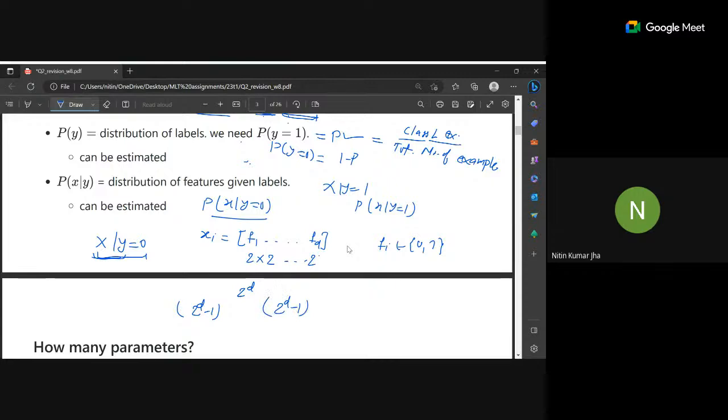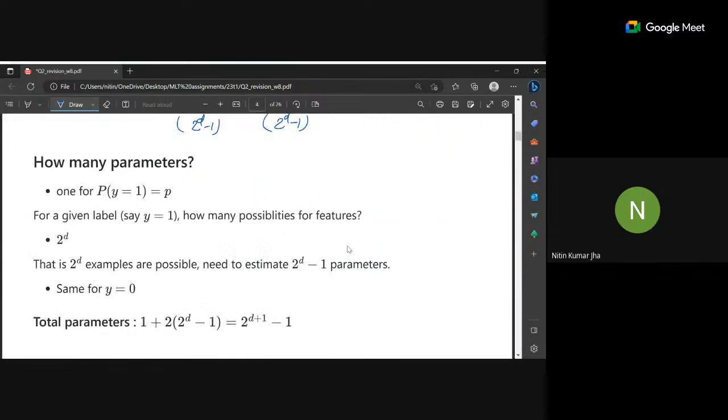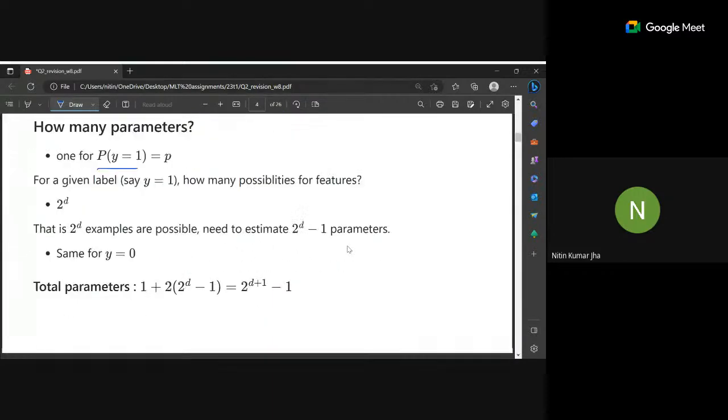Now we are done. How many parameters do we have to estimate? 1 for P(y equal to 1), and 2 raised to the power d minus 1 for each of the two distributions. In total, this is going to be 2 raised to the power d plus 1 minus 1 parameters. If you look at this number, it is exponential in the number of features. So you have to fit lots of parameters to come up with a model. This is a very high number, and we generally don't go with this approach for modeling, right?